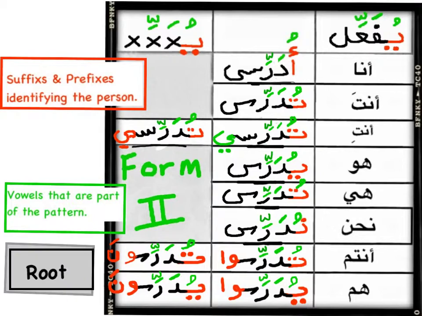So let's look at examples of form 2 fully conjugated. You have the pattern يفعل, and so you get the stem and you just simply add the first syllable and the vowels, and the first syllable changes with the pronoun. So أنا أدرس, أنت تدرس, أنت تدرسي, تدرسين, هو يدرس, هي تدرس, نحن ندرس, أنتم تدرسوا, أنتم تدرسون, هم يدرسوا, هم يدرسون. Again, it's just a matter of adding the syllable and the vowels.